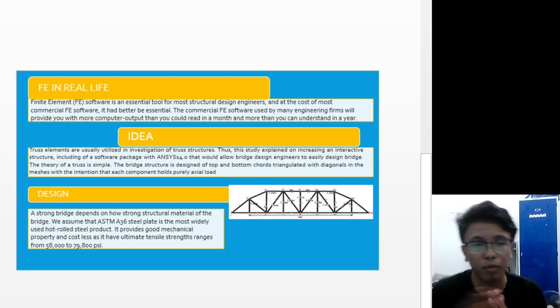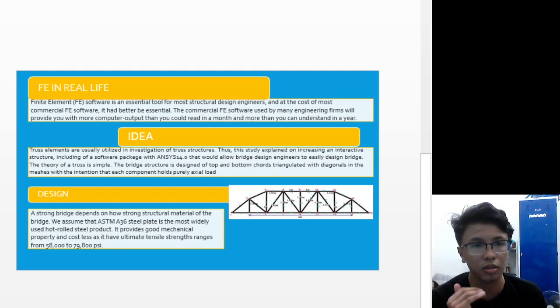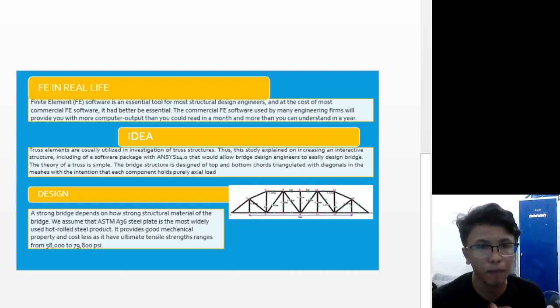Next, the design. A strong bridge depends on how strong the structural material of the bridge is. So, we assume ASTM A36 steel plate, the most widely used hot rolled steel product, to produce a good material property and cost less, as its ultimate tensile strength ranges from 58,000 to 79,800 psi.